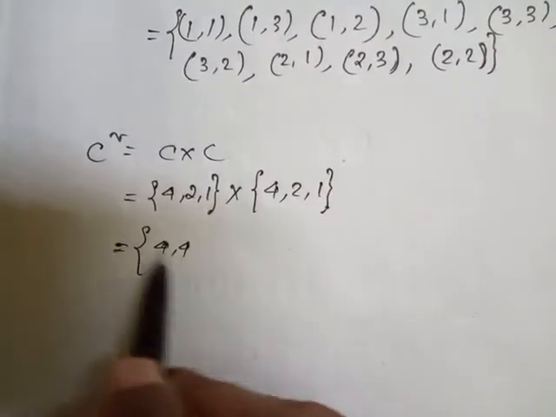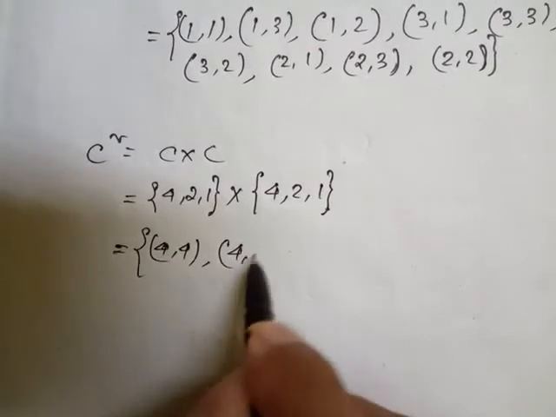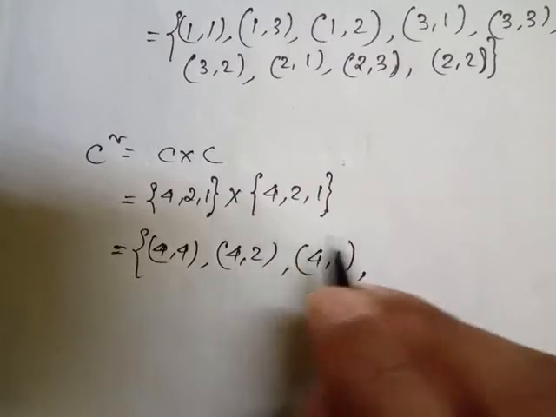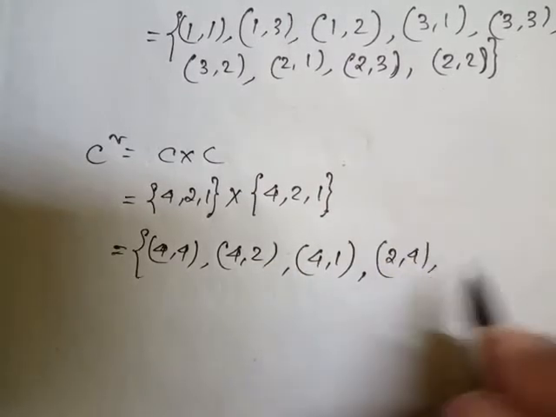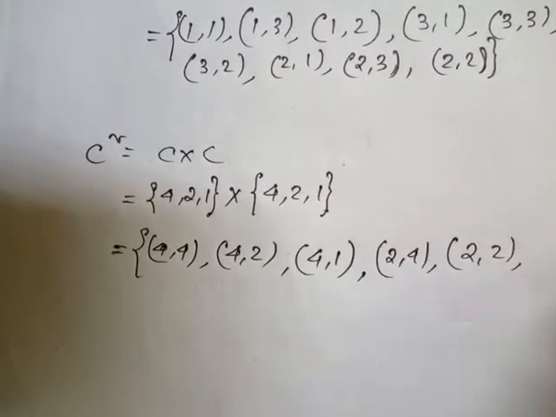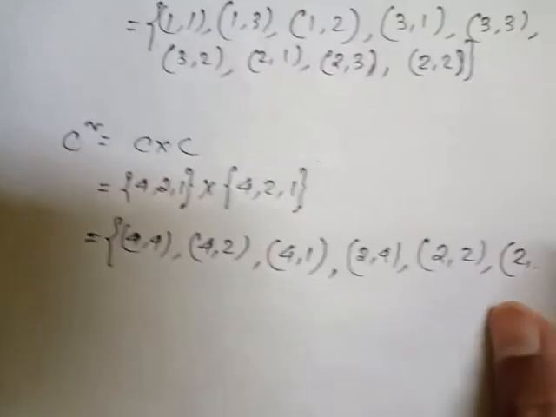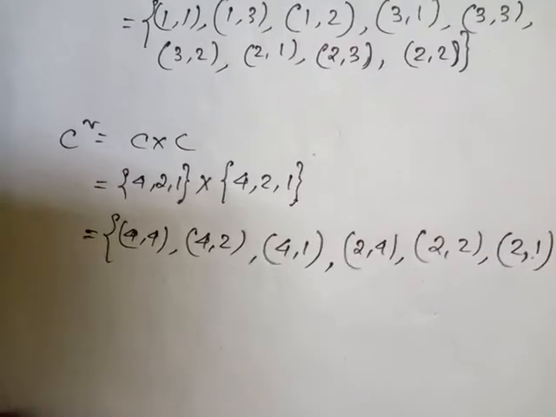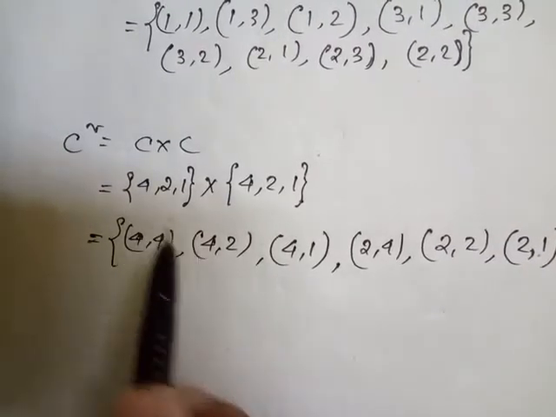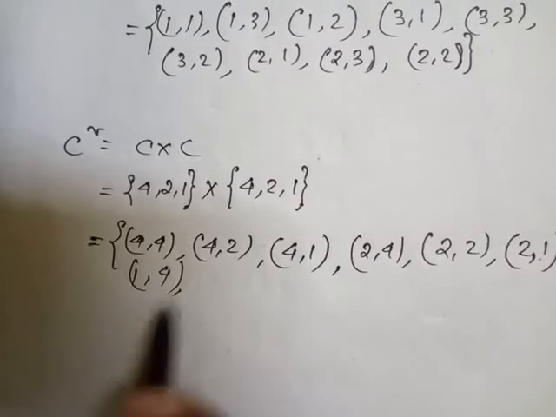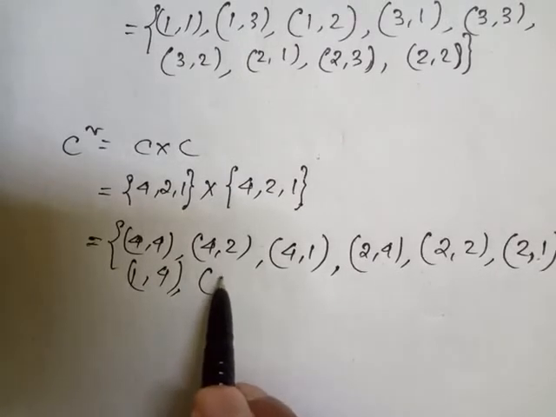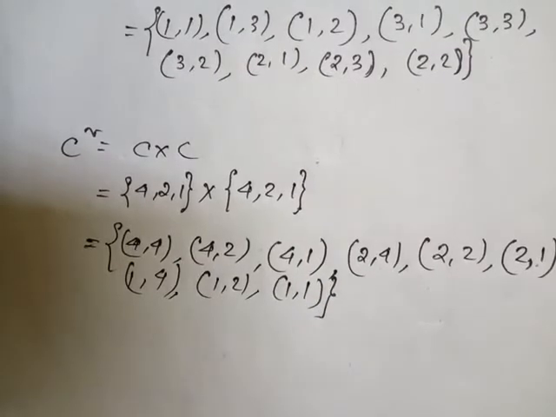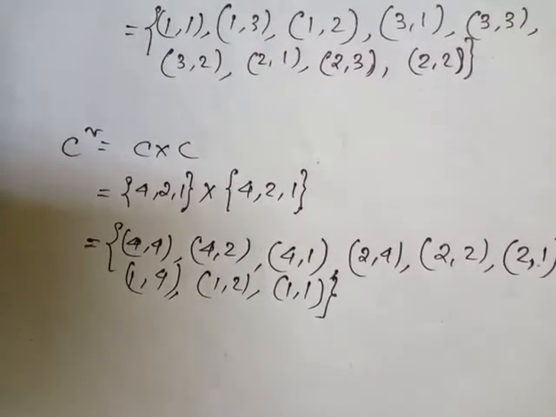Now go for the multiplication: 4 comma 4, then 4 comma 2, then 4 comma 1, then 2 comma 4, then 2 comma 2, then 2 comma 1. Okay, now after that 1 comma 4, then 1 comma 2, then 1 comma 1. These are the elements of A square, B square and C square.